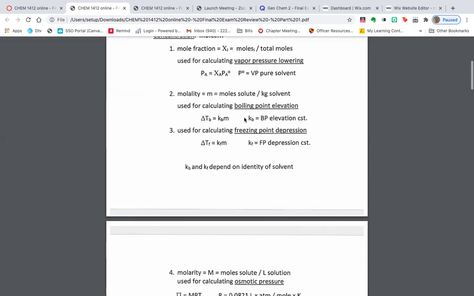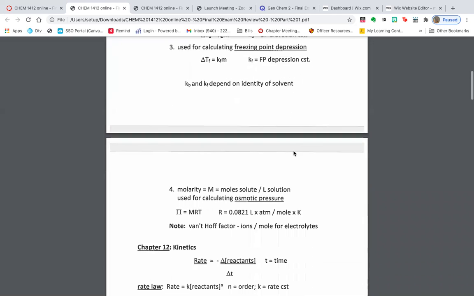And then boiling point elevation and freezing point depression, they're both the exact same equation, just with different base values. The molality is what you're going to need to calculate in this. So that's the moles of the solute versus the kilograms of the solvent. You'll calculate that and then multiply it by your constant, which is given in the equation. And then you'll have to add that for boiling point and subtract that for depression.